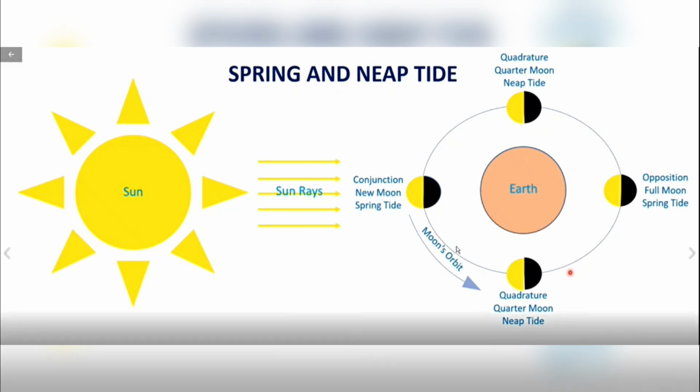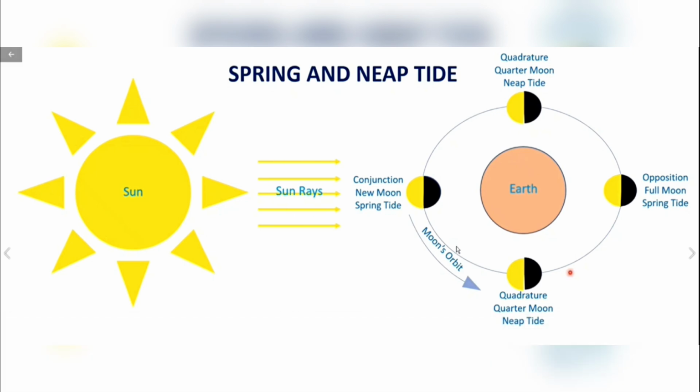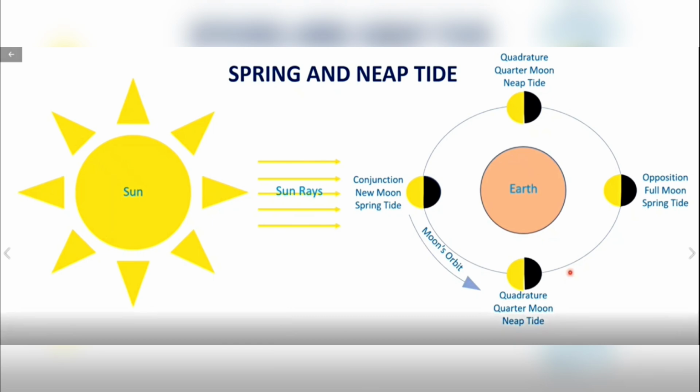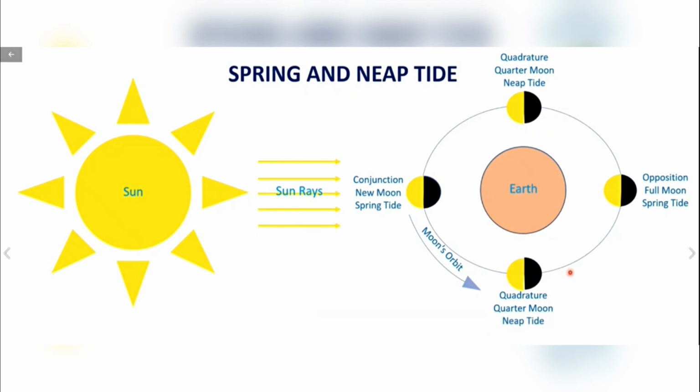Okay, clear, beta? Up to here is clear? Yes. Very good. So we will give it a break here. Can you please explain this again? This quadrature, quarter moon, neap tide. This one I cannot understand.